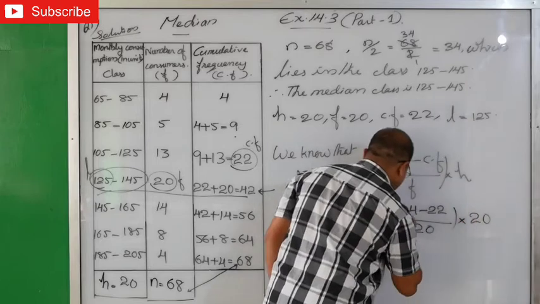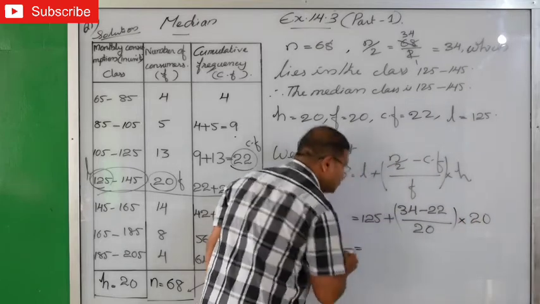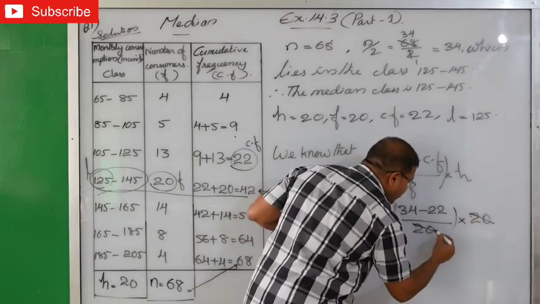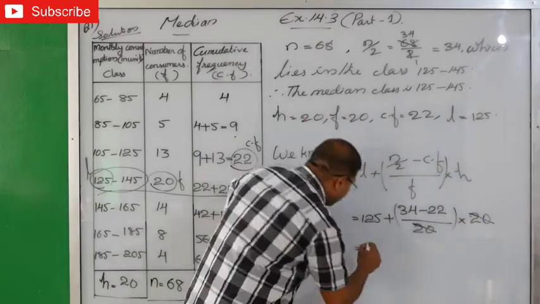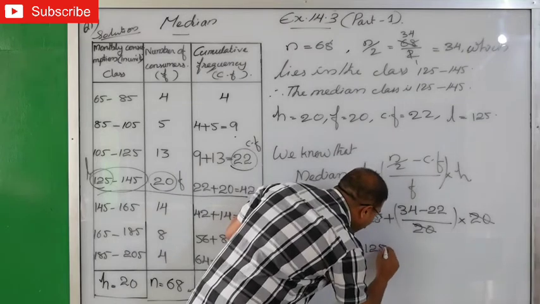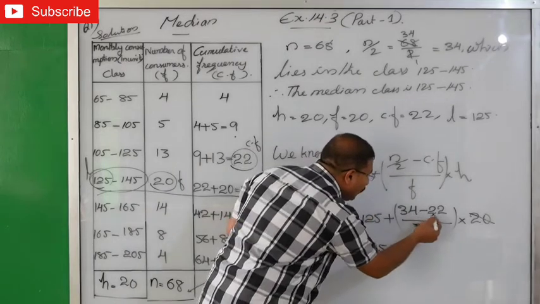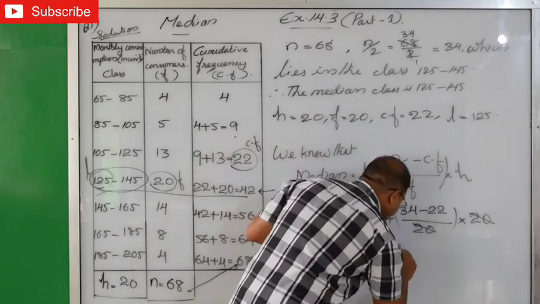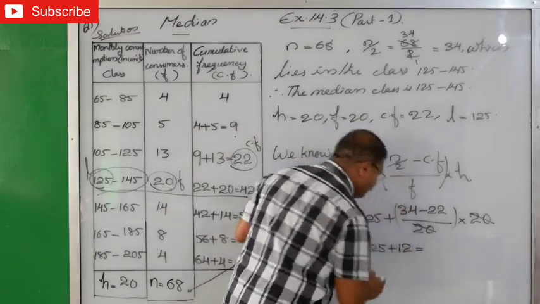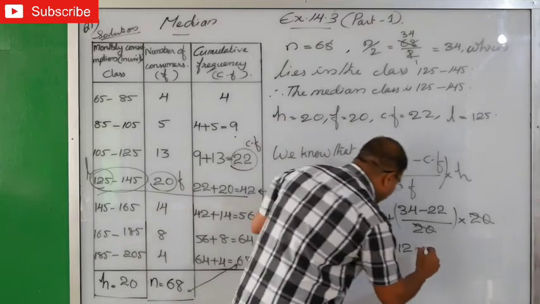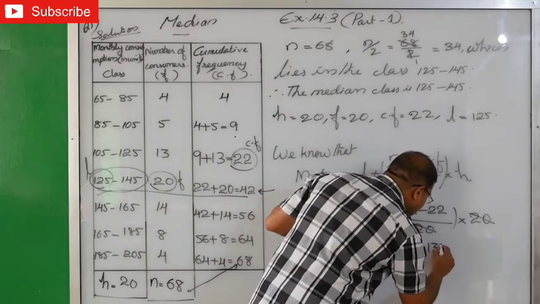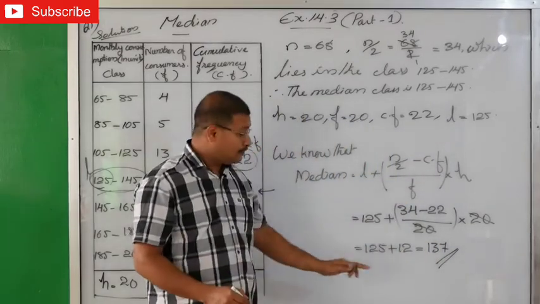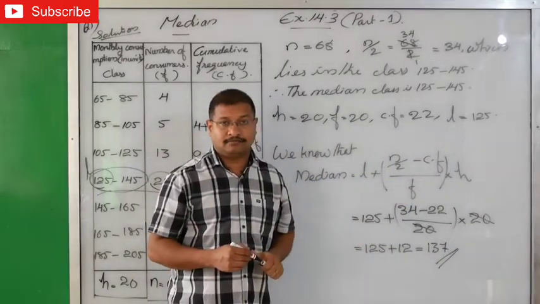20, isn't it? Yeah. This equals, what we'll do now, see, 20 numerator and denominator we can cancel directly. Now 125 plus 34 minus 22, how much? 12. Now what will you do? We'll add it, isn't it? That means what you'll get? 137. So our median is 137.